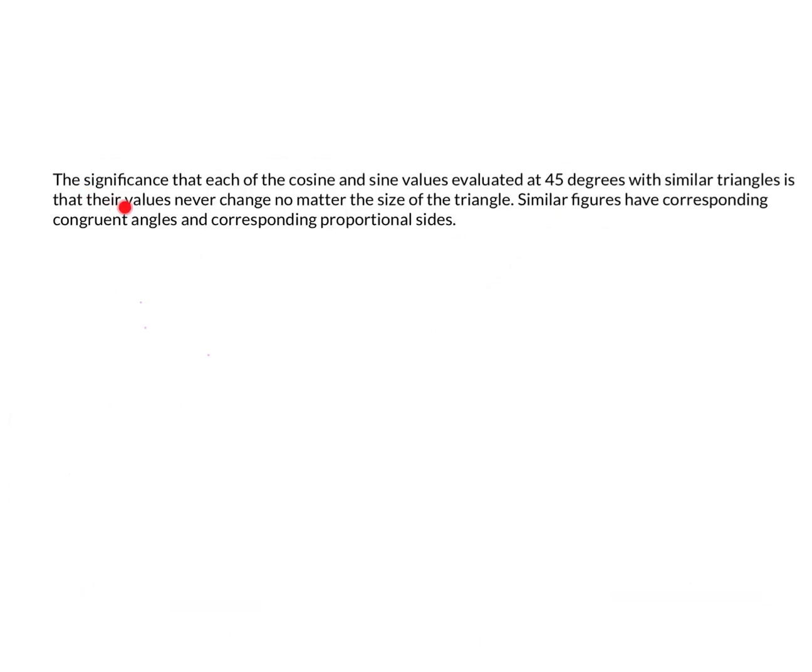So the significance that each of the cosine and sine values evaluate at 45 degrees with similar triangles is that their values never change no matter the size of the triangle. Similar figures have corresponding congruent angles and corresponding proportional sides.